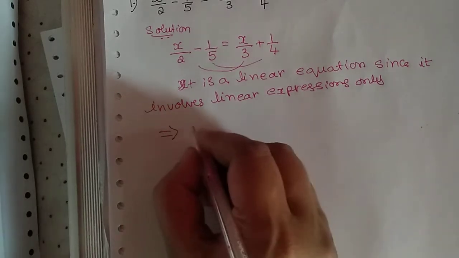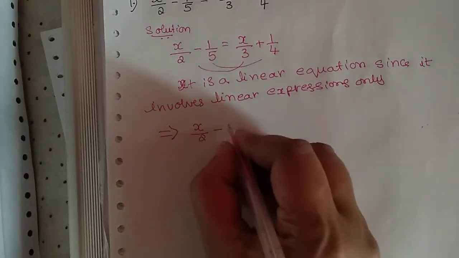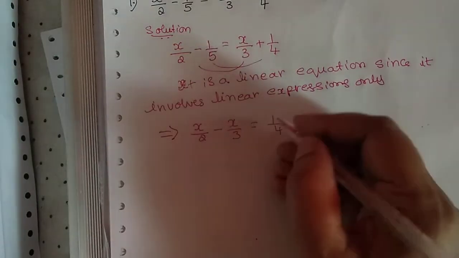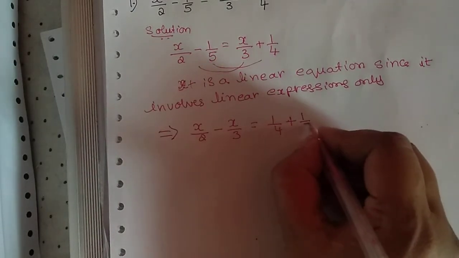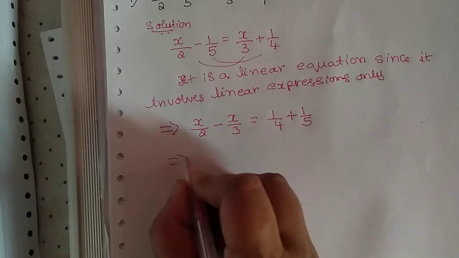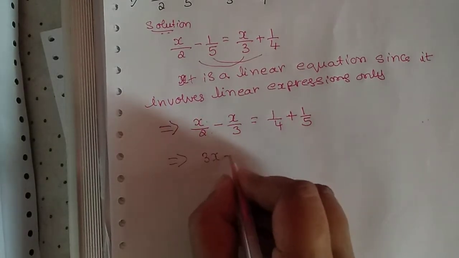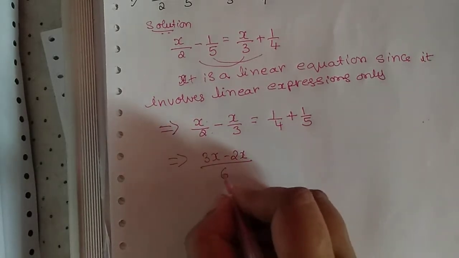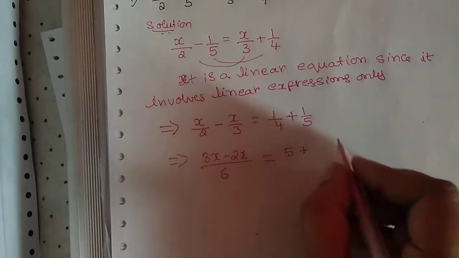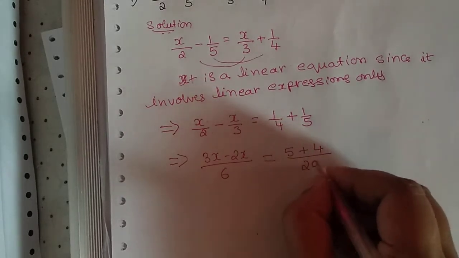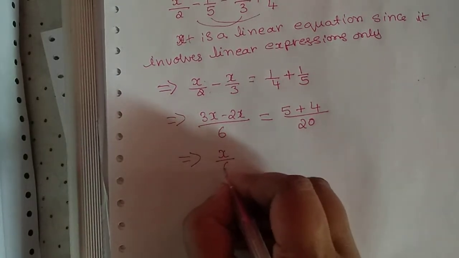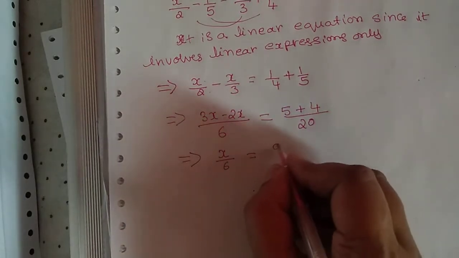So now this is x by 2 minus x by 3 is equal to 1 by 4 minus 1 by 5. When we go to the other side, it becomes plus. Now we have to solve this. Cross multiply these two: we get 3x minus 2x by 3 into 2 is 6. On this side also the same thing: cross multiply, 5 into 1 plus 4 into 1, 4 by 5 into 4 is 20. So now simplify: 3x minus 2x is x by 6 is equal to 5 plus 4 is 9 by 20.